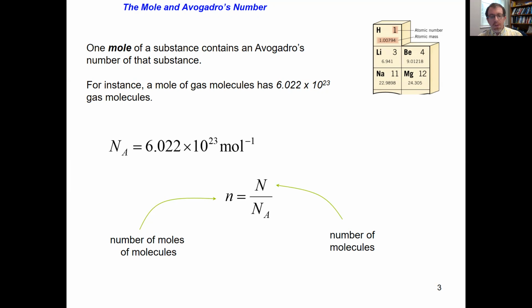What have I done there? I've taken the number 36 and divided it by the number in a dozen. That's 12. And now I know that I've got 3 dozen eggs. Same thing here with the number of molecules. I take my number of molecules and divide it by the number of molecules present in a mole. The number of items present in a dozen is 12. The number of items present in a mole is 6.022 times 10 to the 23rd. So I just divide that total by 6.022 times 10 to the 23rd, and that will give me the number of moles of gas that I've got present. Okay.